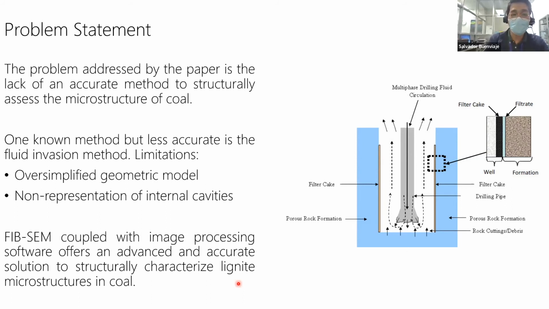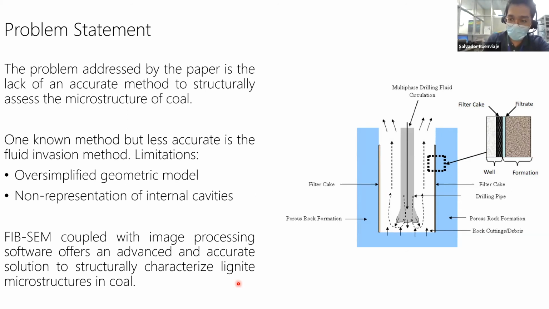the microstructure of coal. There is an existing method, the fluid invasion method, but it has limitations. First, it is not capable of building a sophisticated or detailed tree model. The geometric model is usually oversimplified. Also, it is not capable of representing the internal cavities.